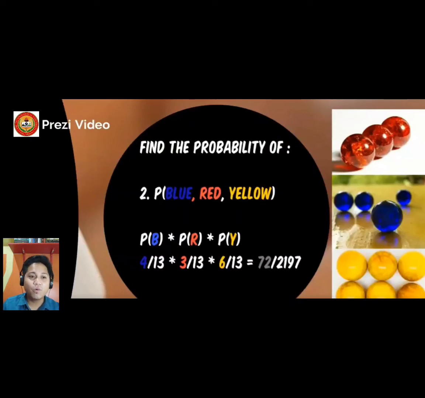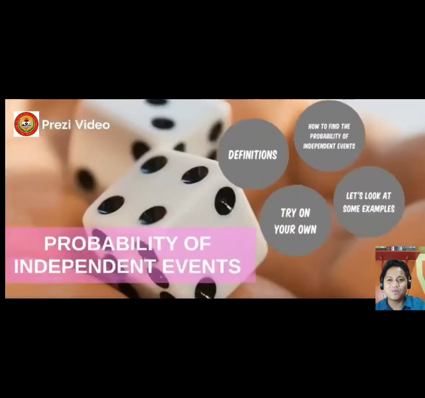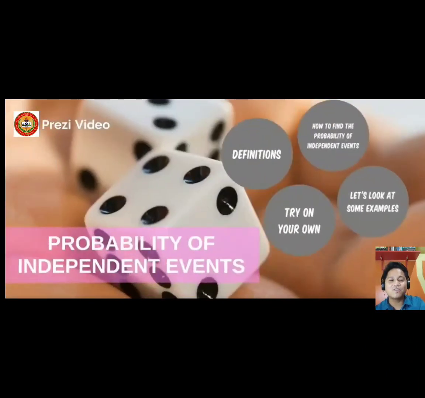We multiply 4 times 3 times 6, that's a total of 72, over 13 times 13 times 13, that's a total of 2,197. So our final answer would be 72 over 2,197, the probability of getting blue, red, and yellow. Alright, so I believe that's clear to everyone.